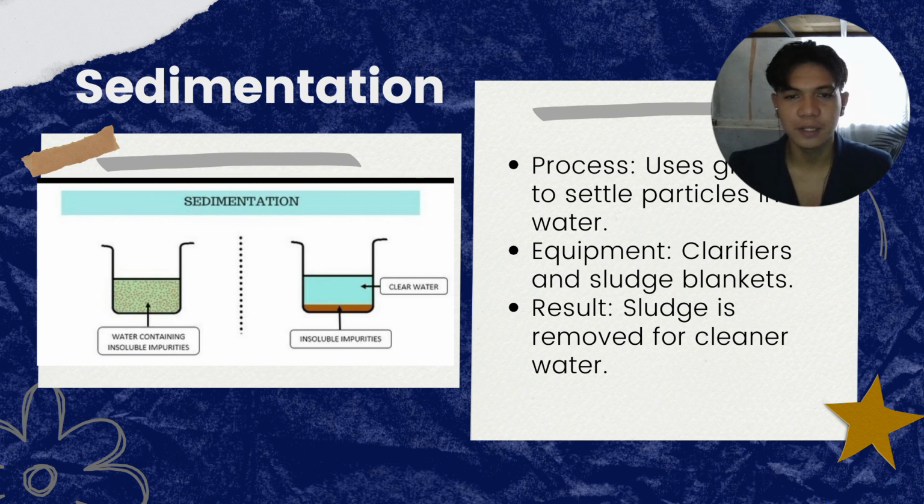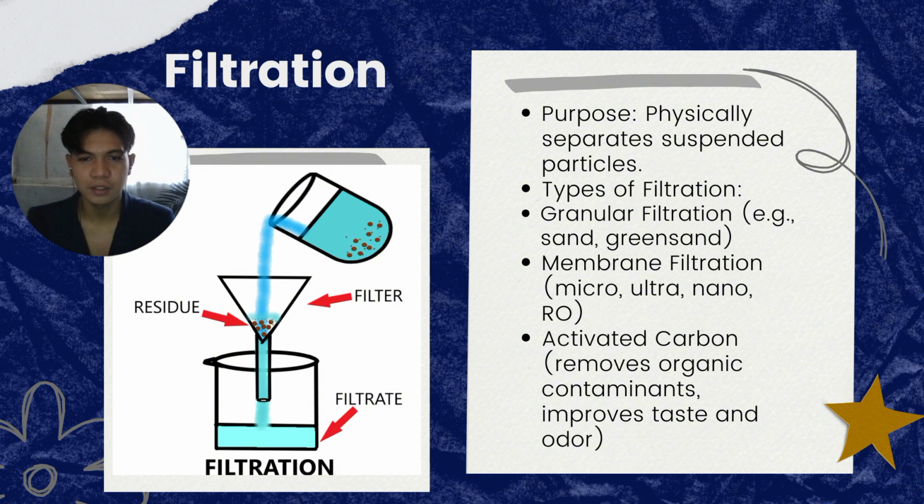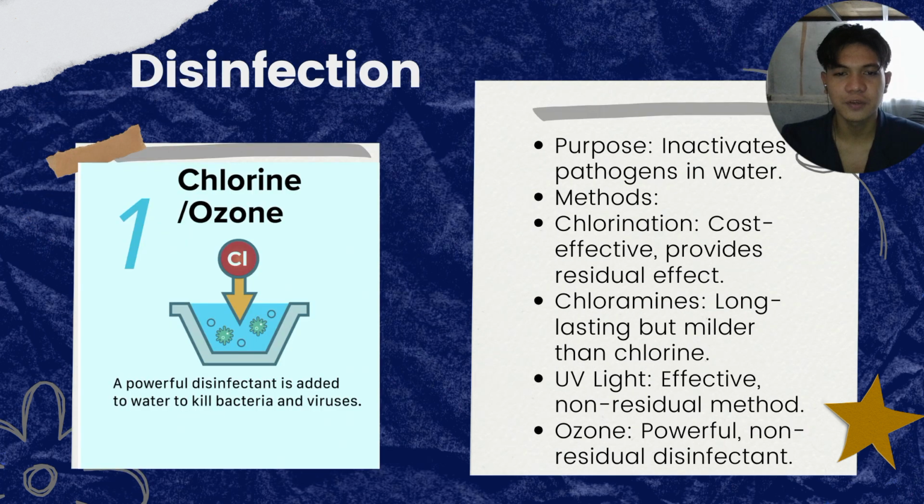Next is filtration. Filtration physically separates suspended particles by passing water through porous media, including sand and membrane filters. Types of filtration processes include granular filtration, membrane filtration, activated carbon filtration, and last is the disinfection.